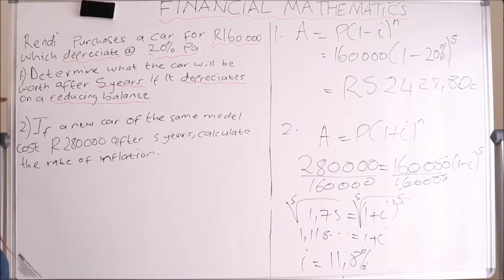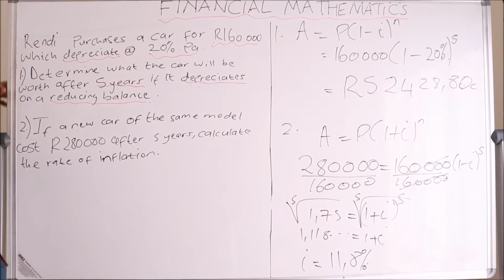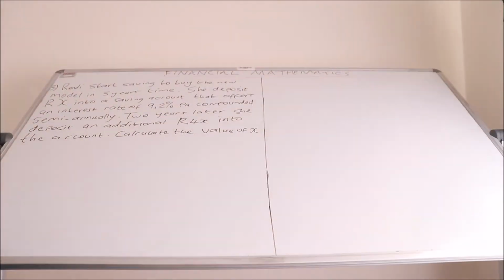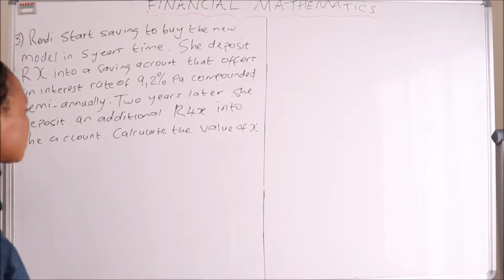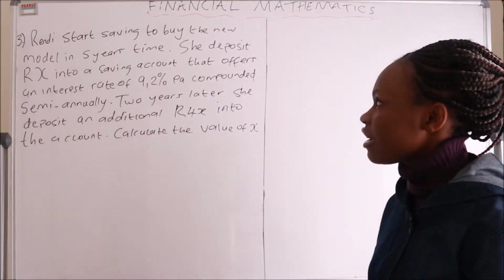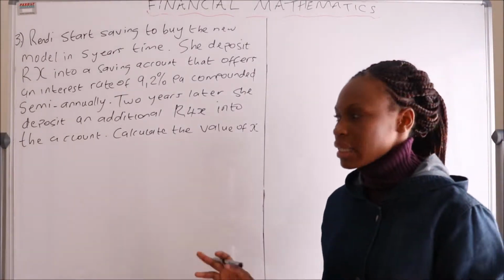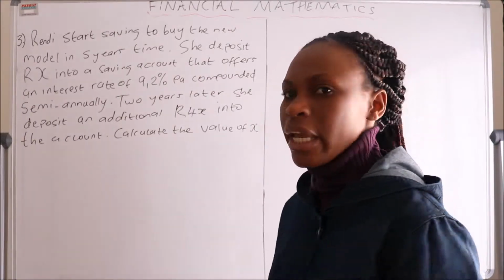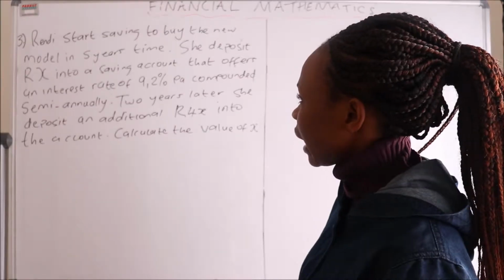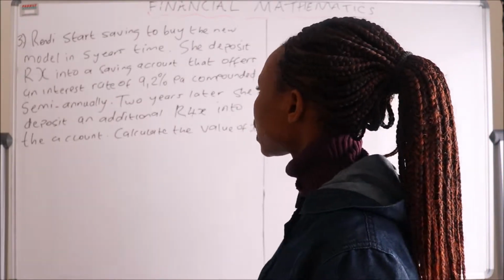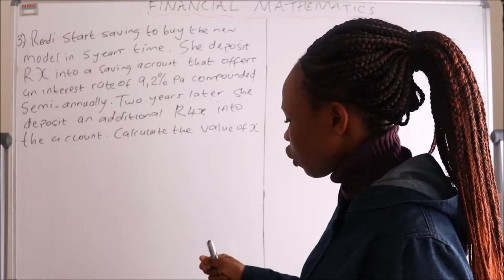And also there's a third question in this question. We also have question number 3. Alright, okay. Question number 3, it says that Randy starts saving to buy the new model in 5 years' time. Remember the new model in the second question, we were told that it will be costing 280,000. So then she deposits X rand into a saving account that offers an interest rate of 9.2%.